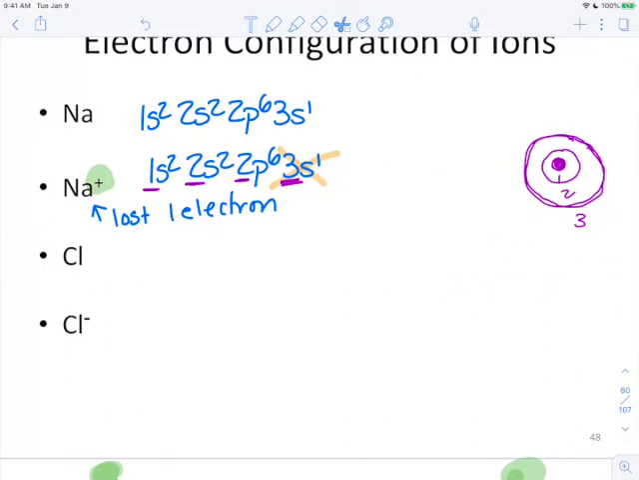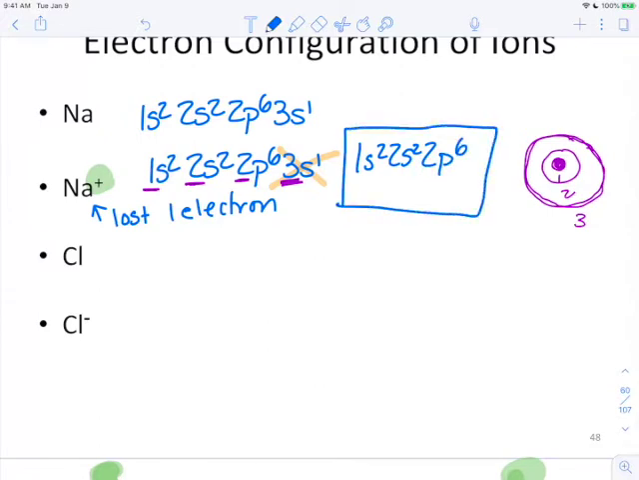So what I'm going to do is rewrite this configuration. So the true configuration, 1s2, 2s2, 2p6. This is the correct configuration for Na+. So any questions on the fact that we did remove an electron, we didn't add one, or which electron we stole from this sodium?